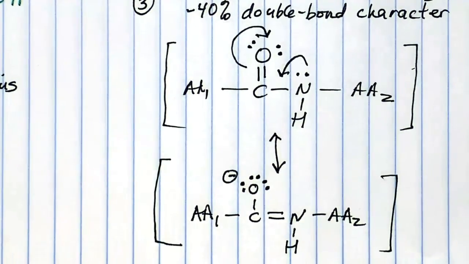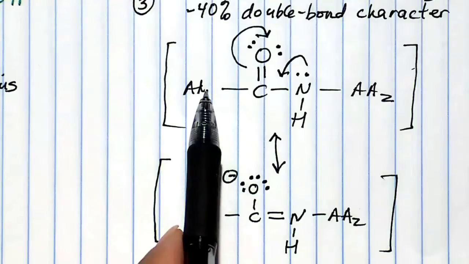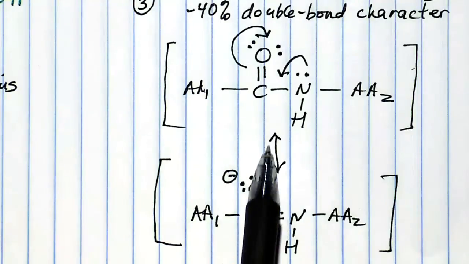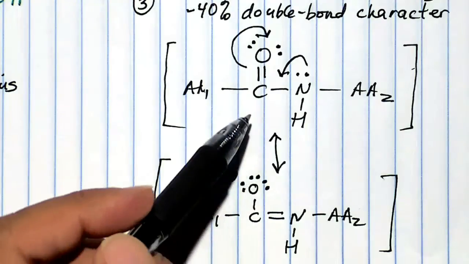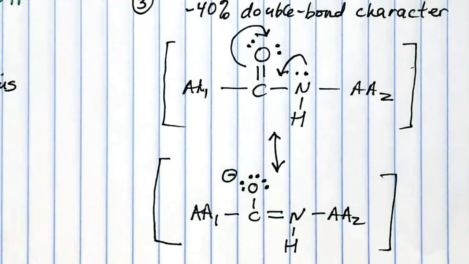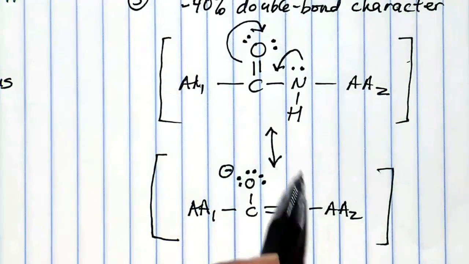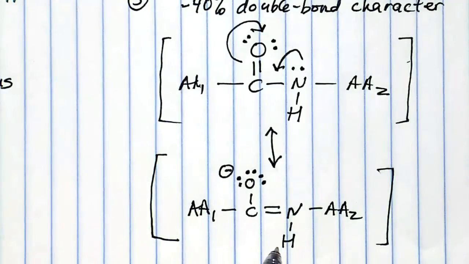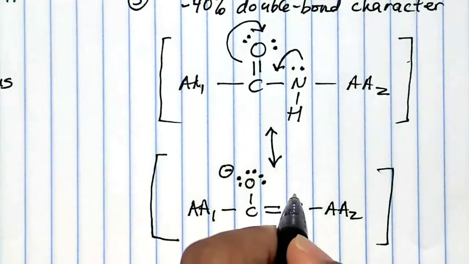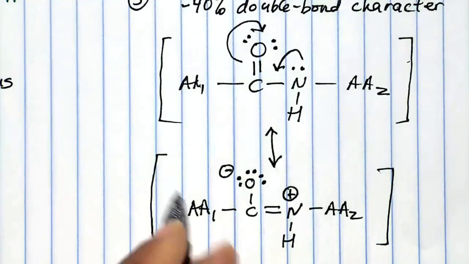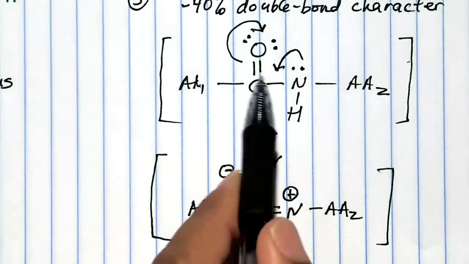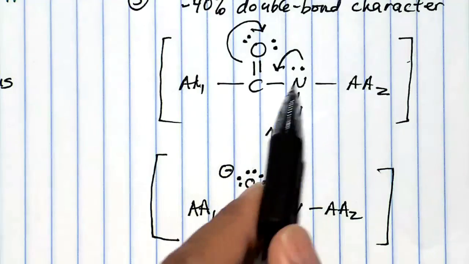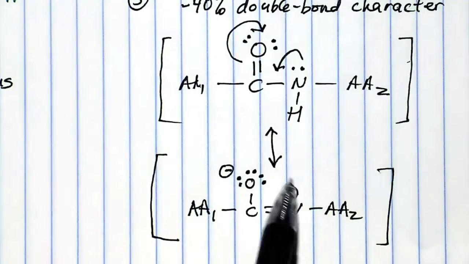Okay, so remember your resonance structures. Here's one form of the structure, and it's in an equilibrium with the second form of the structure. That's a resonance form. Now, this nitrogen has a positive formal charge. Remember, we have to conserve the charges. This peptide bond in this variation has zero net charge. This peptide bond in this variation has zero net charge.